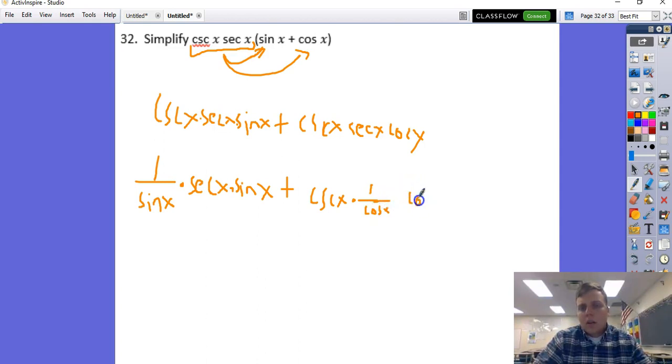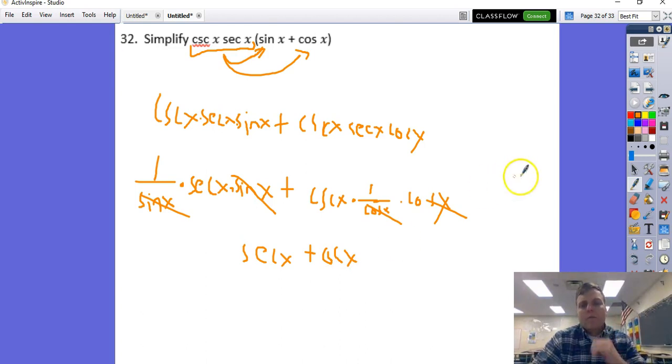Times cosine x. So then you should notice here, hey, these cosines will get to cancel. Hey, these sines will get to cancel. So you're left with secant x plus cosecant x.